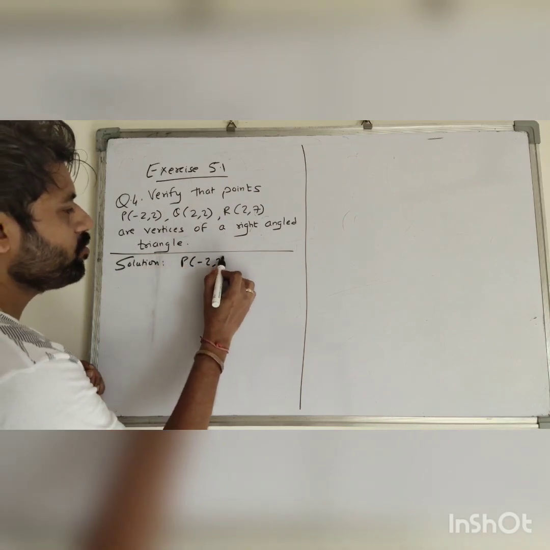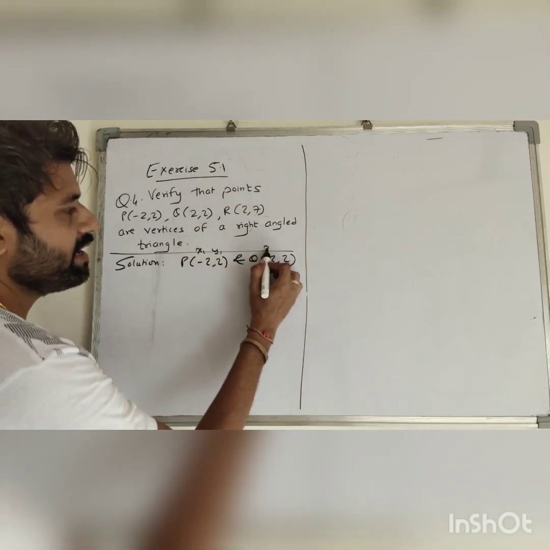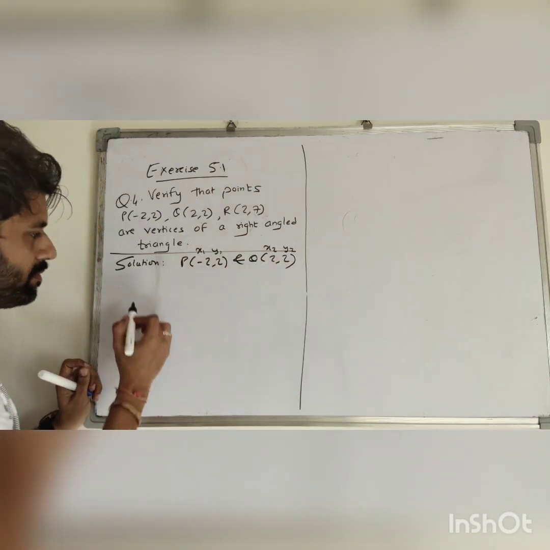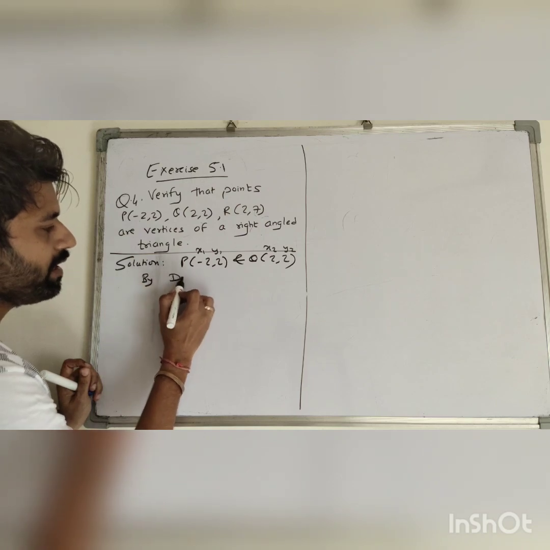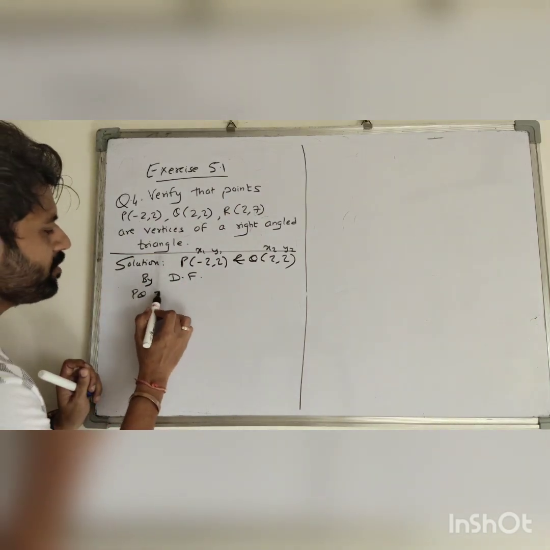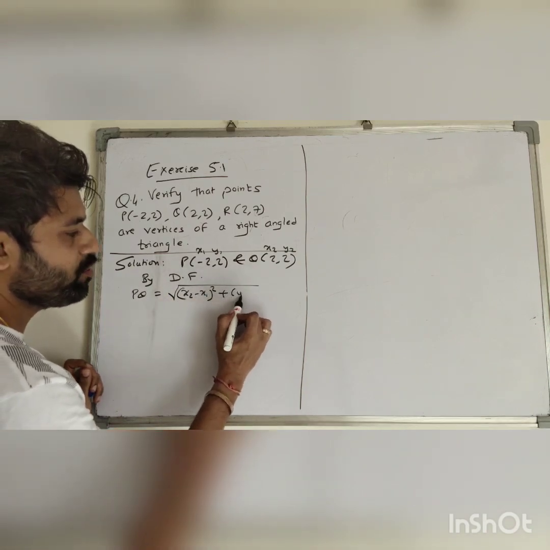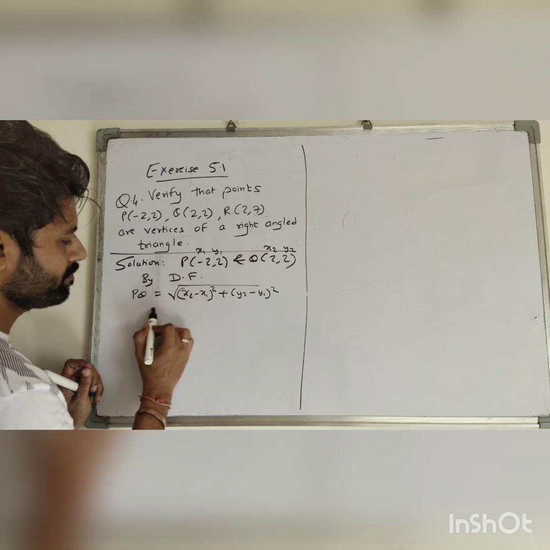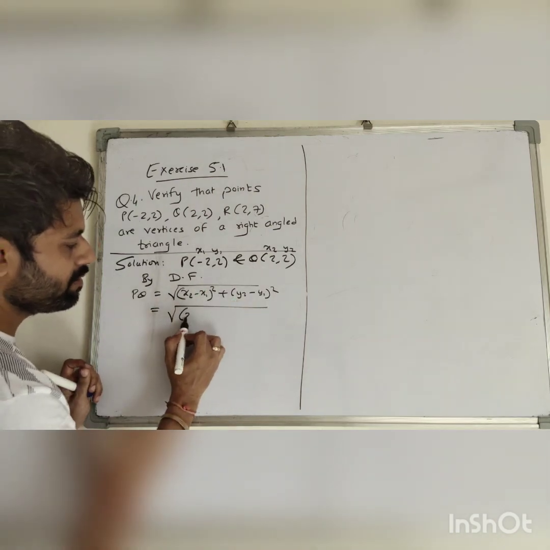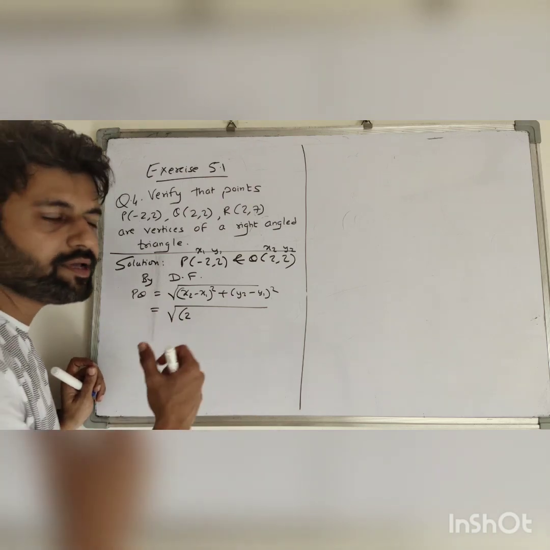P(-2, 2) and Q(2, 2), that is x1, y1, x2, y2. By distance formula, remember to write the full form. PQ is equal to the whole root of (x2 minus x1) the whole square plus (y2 minus y1) the whole square. Using the formula, we can find the length of segment PQ.